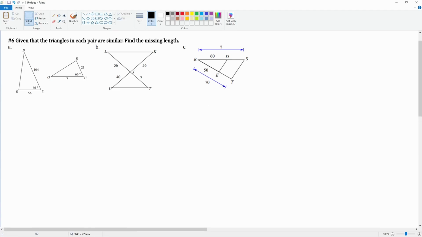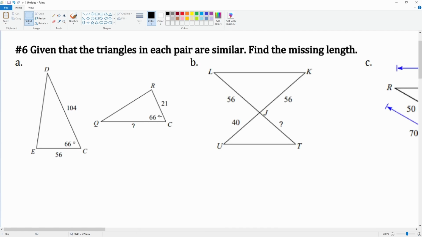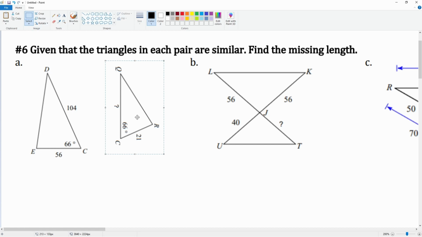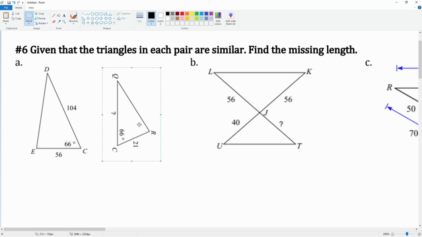Right, here we have number 6. You are given that the triangles in each pair are similar. You're going to find that missing length. So the first one looks a little bit different because they're not oriented in the same direction, so we have to do some rotating for it to match.